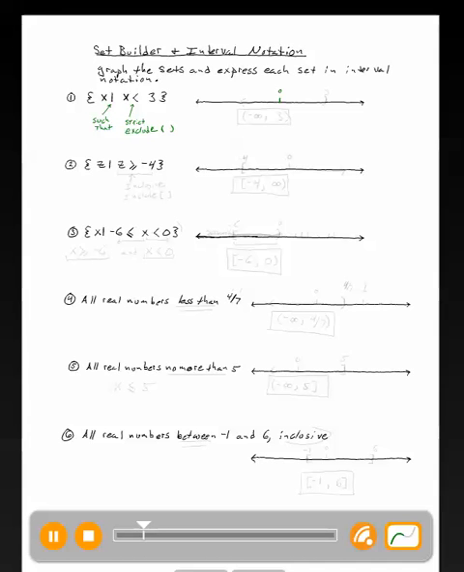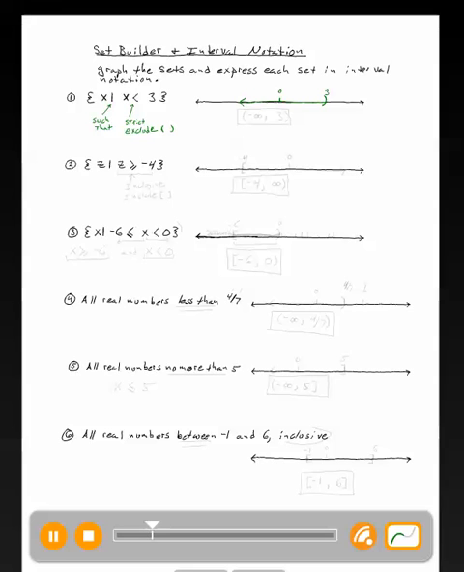So let's put 3 on our number line. And now since x is less than 3, that means we want all values that are to the left. Okay, put our arrow there, and that shows it goes all the way down. And since it's x is less than 3, we want to exclude 3, so we're going to use a parenthesis.